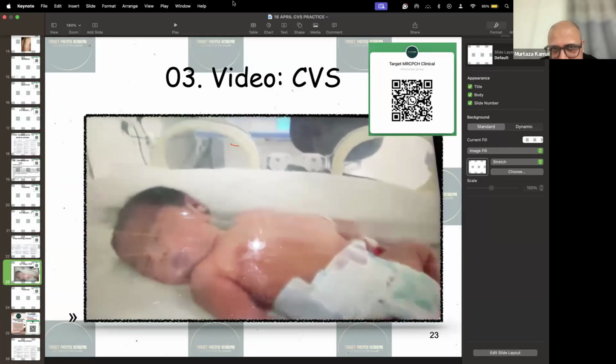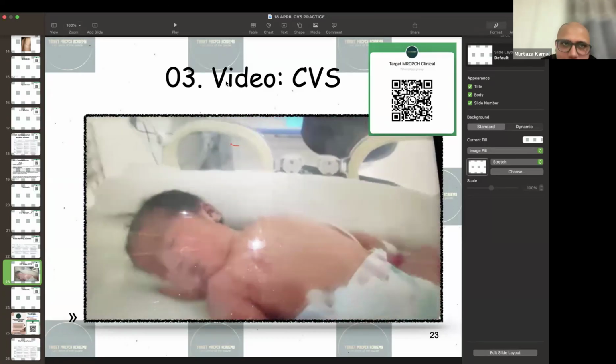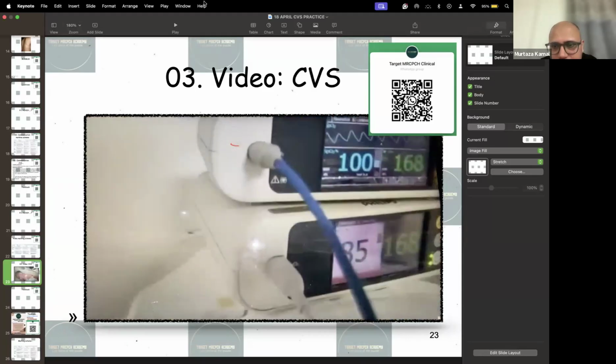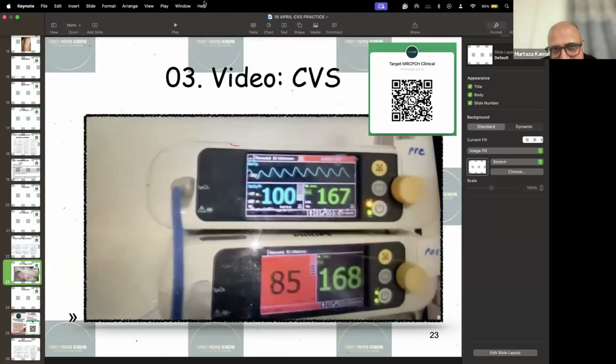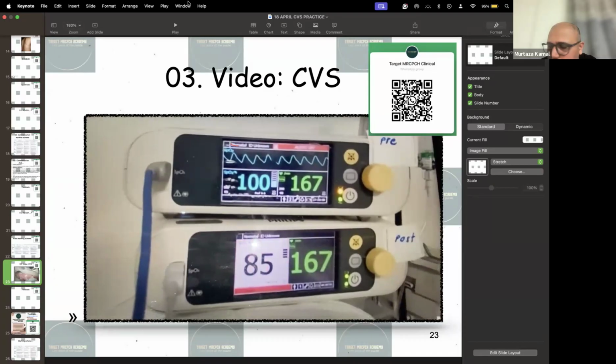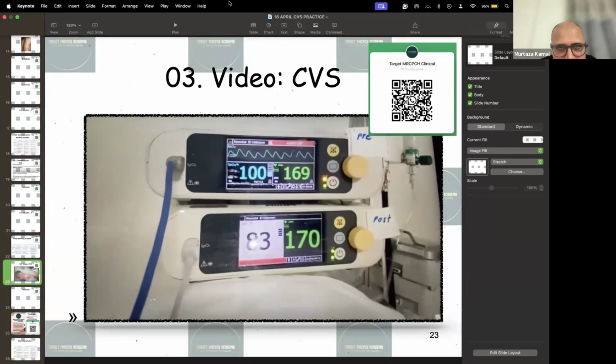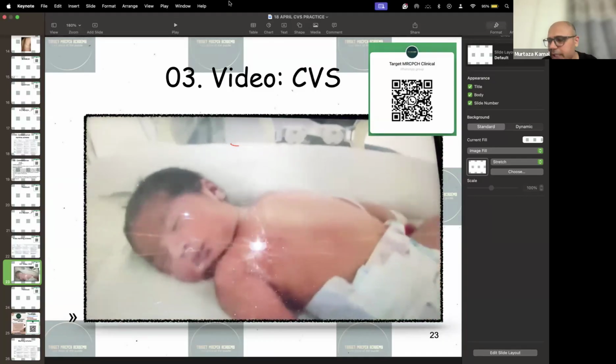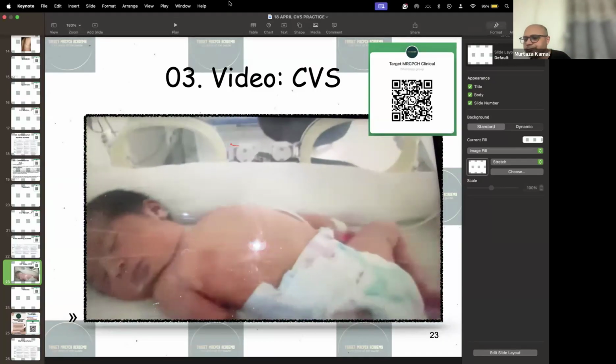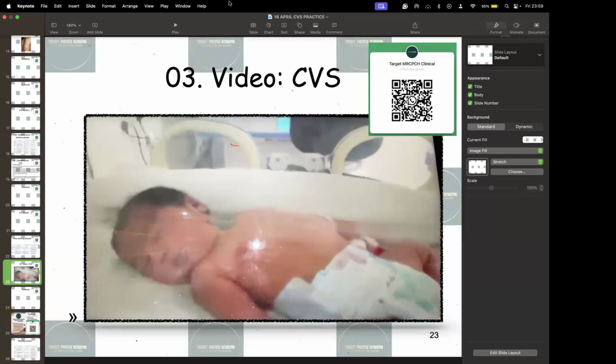You can put PPHN as your differential and other cyanotic heart diseases. If they go inside those cyanotic heart diseases, then you can say those who are having increased PAH. Right. Don't put coarctation as your differential in this case. Am I making myself clear?